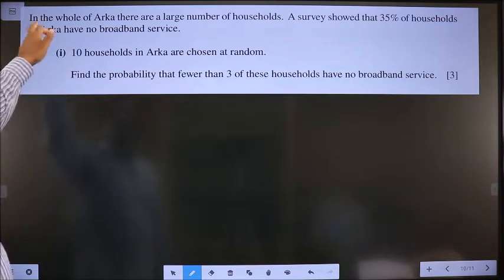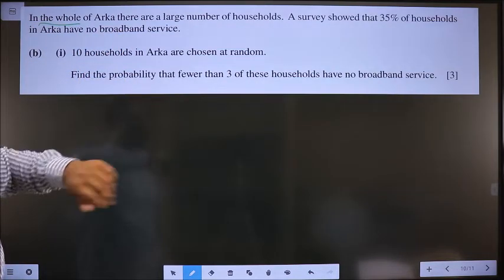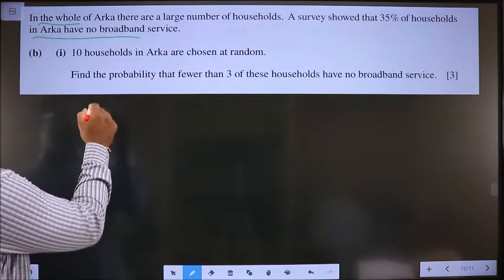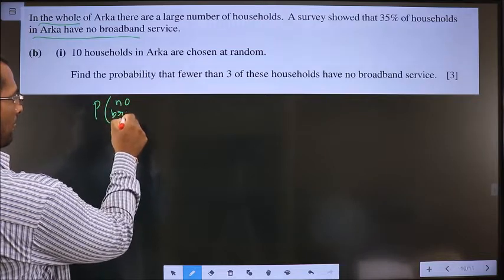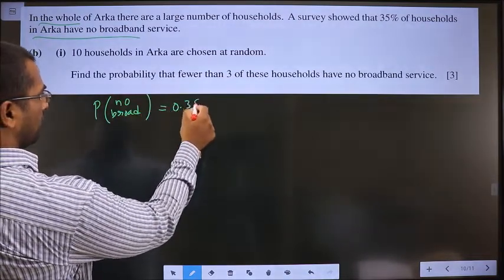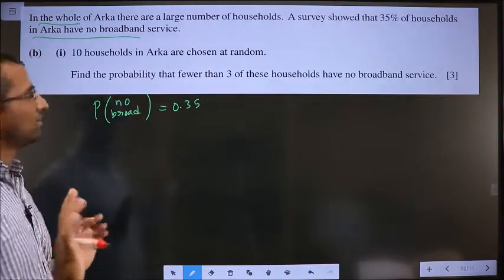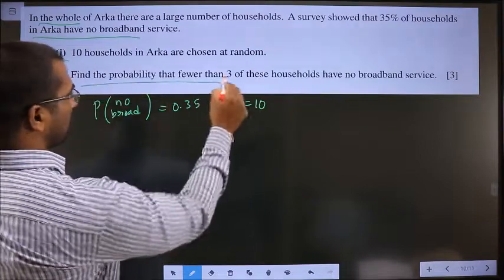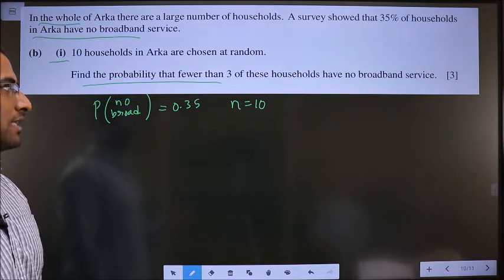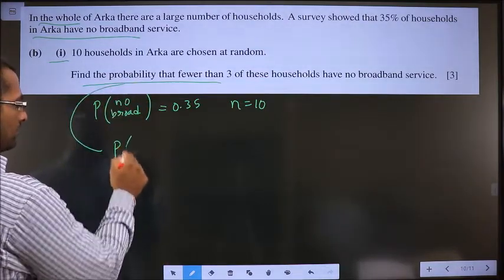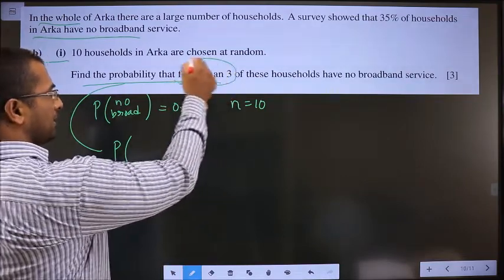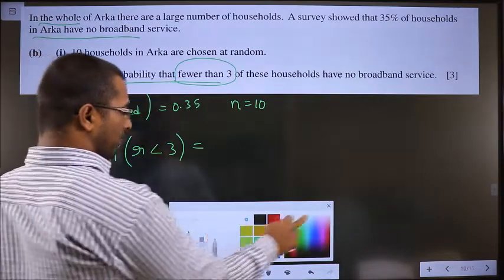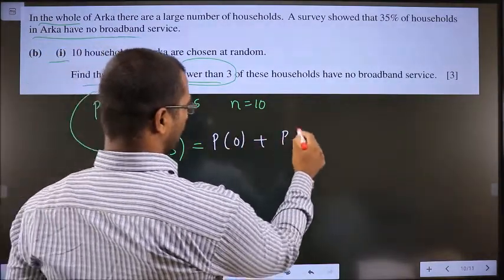Next question. In the whole of Arka, there are a large number of households. A survey showed that 35% of households in Arka have no broadband service. So the probability of no broadband service is 35%, which means 0.35. Whenever you come across information, write it down. Next, 10 households in Arka are chosen, so n will be 10. Find the probability that fewer than 3 of these households have no broadband service. I need to find P of which condition? Fewer than 3 means r has to be less than 3. So the values of r will be 0, 1 or 2.